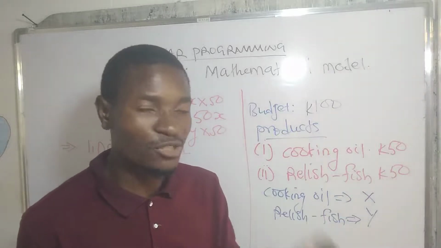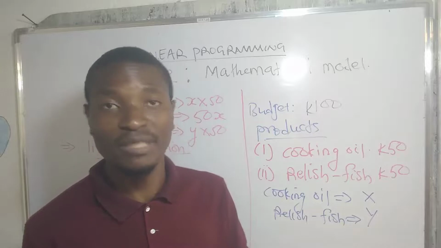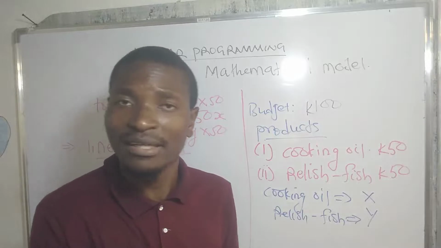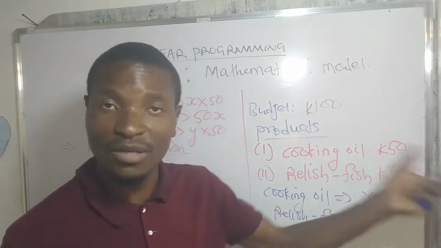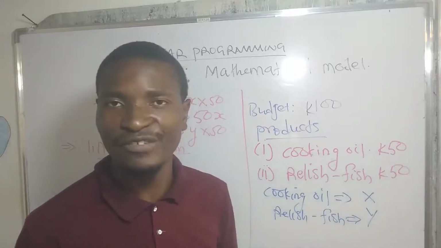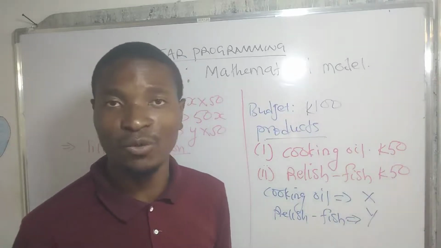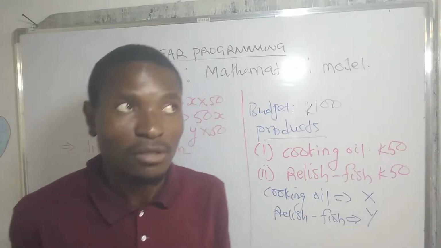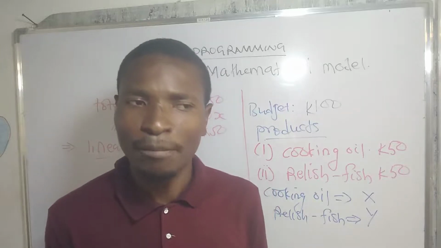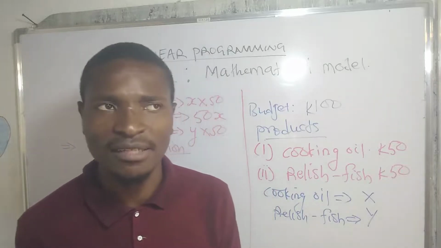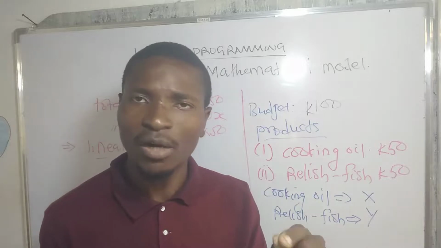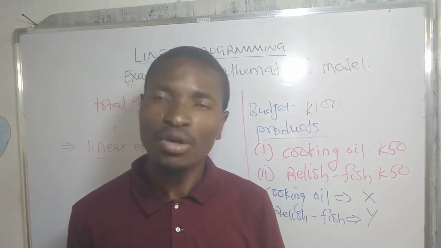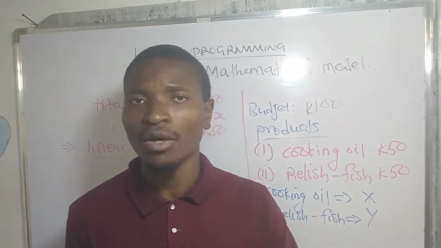Otherwise, if we don't do that, we have to look for other sources of money to top up, so that if the cooking oil was not 50 kwacha, or the relish was not 50 kwacha, then we need to source it out, because our conditions cannot allow us. But linear programming helps us to understand how much we are able to utilize within our limit, not something outside of our capabilities.